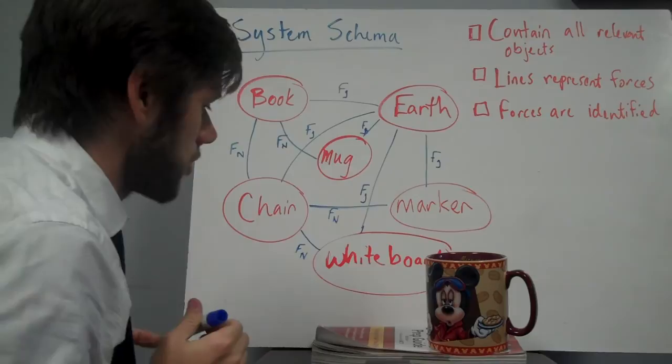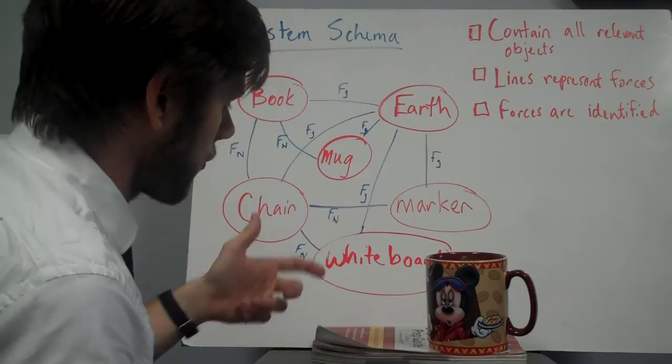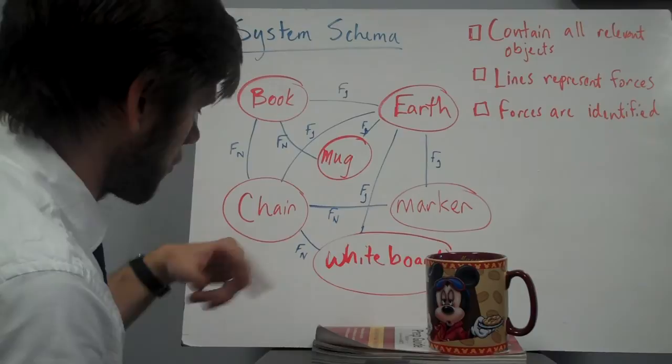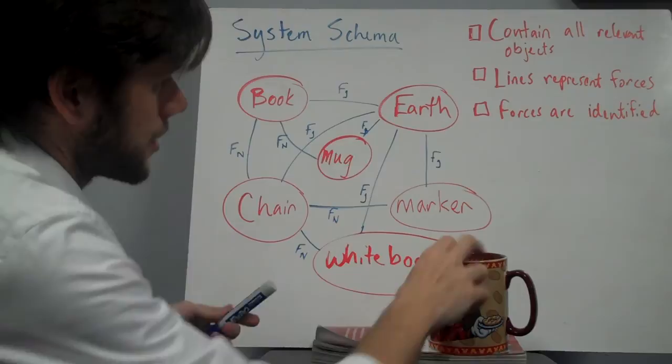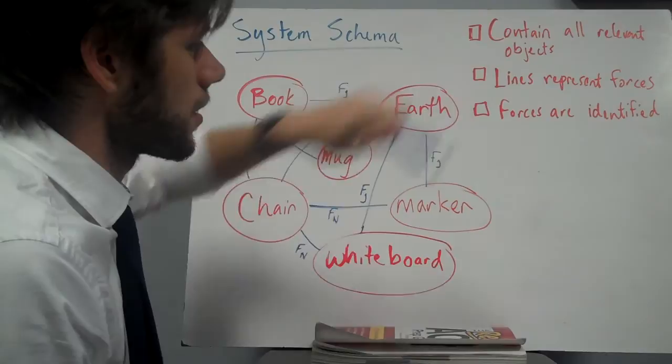Now I can check any of these at any time by saying, is that representative of all the forces that are present? So for the whiteboard, yes, it feels gravity from the Earth. It also feels the normal force from the chair. That aligns with what I see in my picture. And so this is what we'll call a system schema. And you'll notice that we have all the relevant objects. We have lines that represent forces. Forces are all being identified.